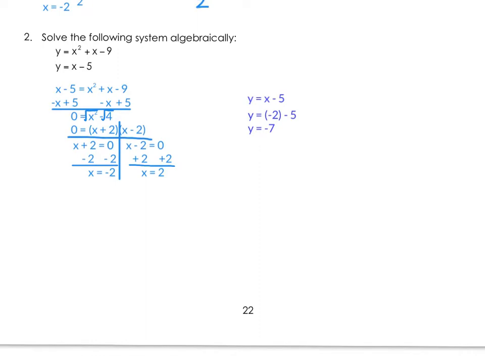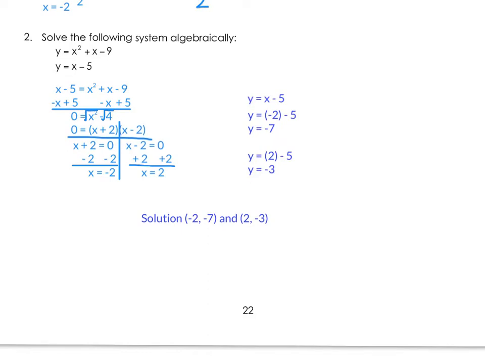I need to do the same thing now for the other x value, the x value of 2. So far, all I know is that one of my solutions is -2, -7. Now I need to do the same thing to find the other solution. So again, using my parentheses to sub in, the second x value was 2. Then I have 2 minus 5 gives me a y value of -3. So that tells me that my second solution is 2, -3.